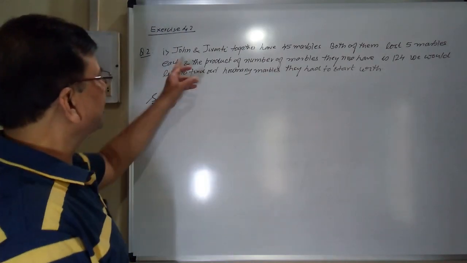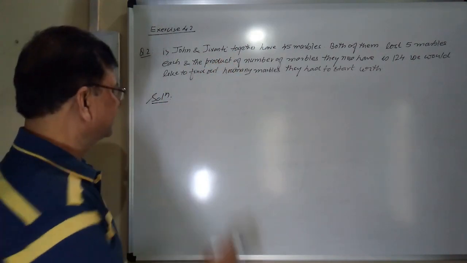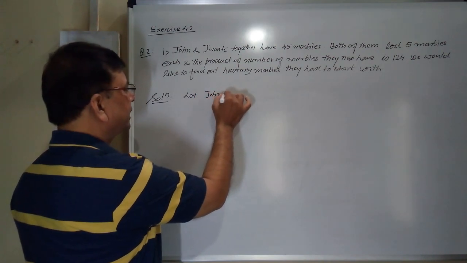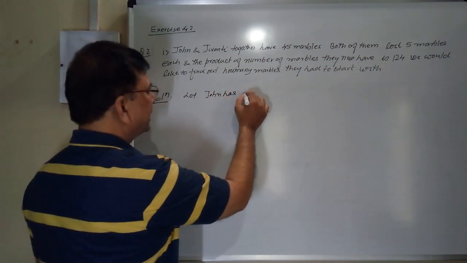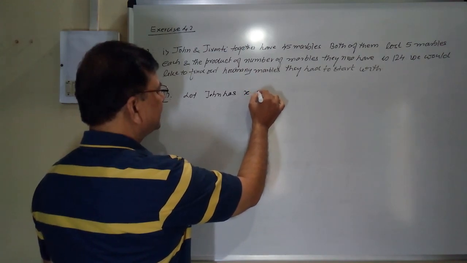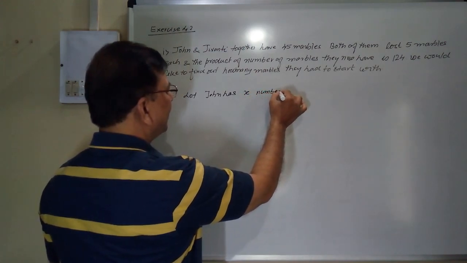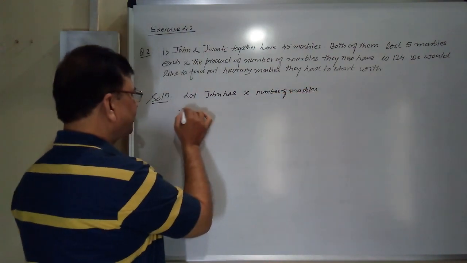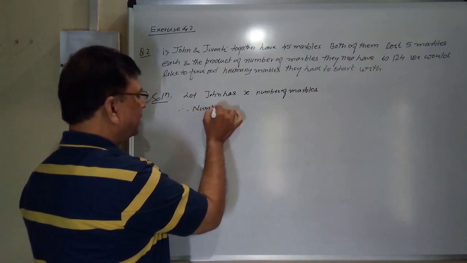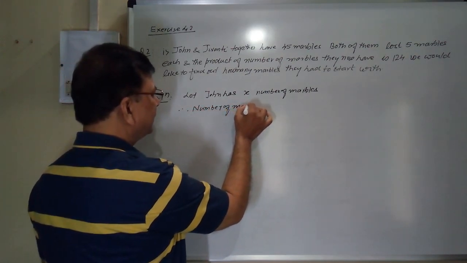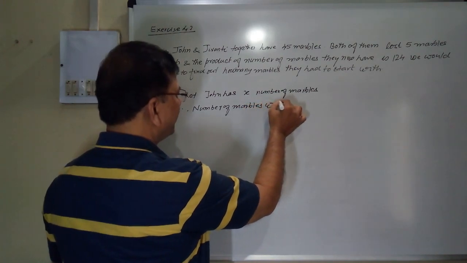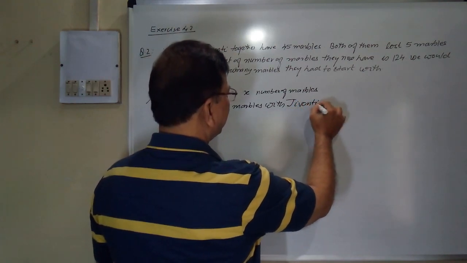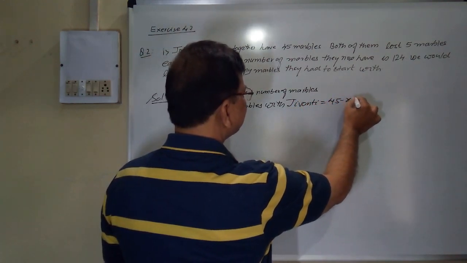What is given? John and Jivanti together have 45 marbles. Let John has X number of marbles. Therefore, the number of marbles with Jivanti is equal to 45 minus X.